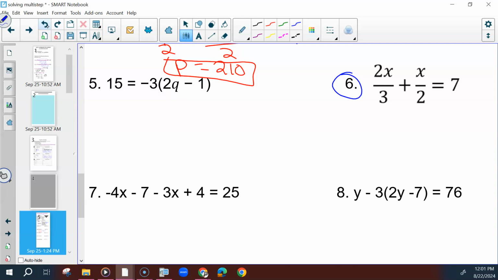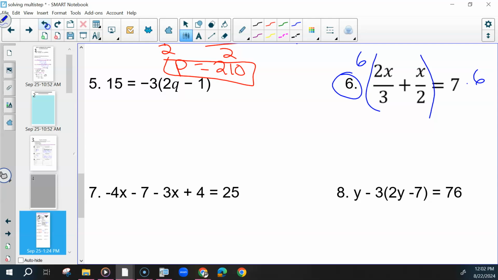This entire side and the 7 by something. That something has to be something that these two numbers both go into. So what is some number that 3 and 2 both go into? It has to be like multiplying. So if we were adding, yes, but 6 works. So I can take this whole thing and multiply by 6. But multiplication property of equality, what I do to one side, I have to do to the other. I can't just multiply one side.